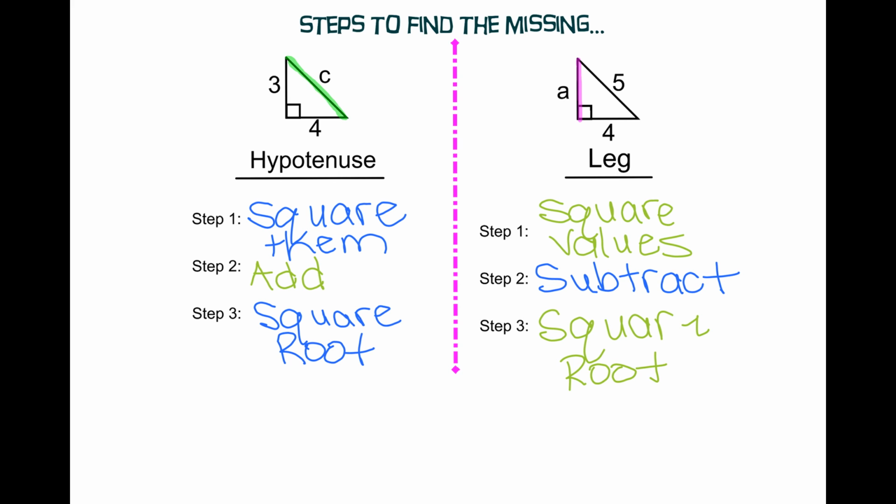So just look back at what we just wrote down. Really, the steps are super similar. Step 1 is the same. You're going to be squaring the values. The second step is the only thing that's different. On one, you're going to add the values. On the other, you're going to subtract. And the third step is also the same. So really all you have to know when you're using the Pythagorean theorem is when do I add and when do I subtract. And if you get those things straight, you will be set.